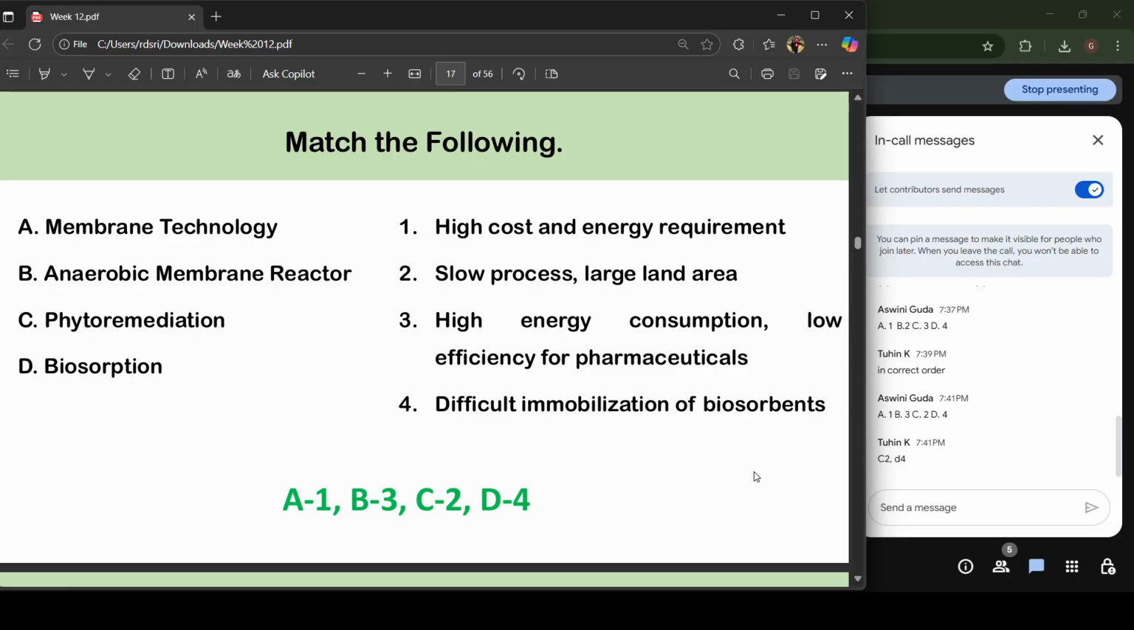membrane technology. In case of anaerobic membrane reactor, it is a high energy consuming technique and low efficiency for pharmaceuticals. Any idea why anaerobic membrane reactor has low efficiency for pharmaceuticals?